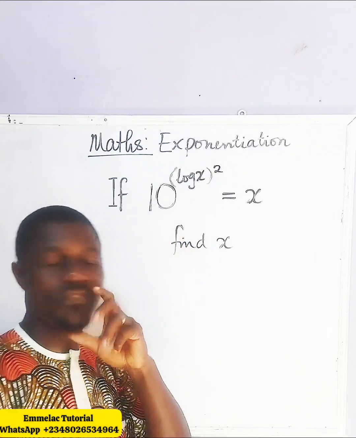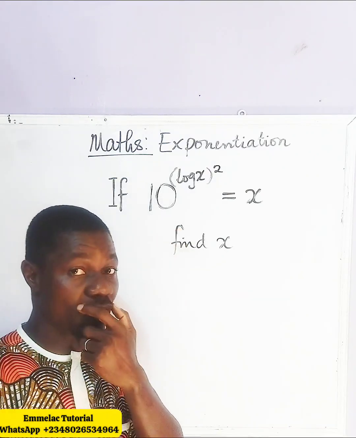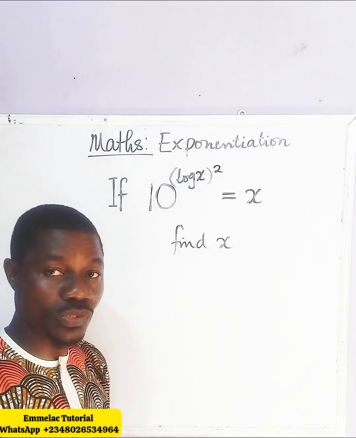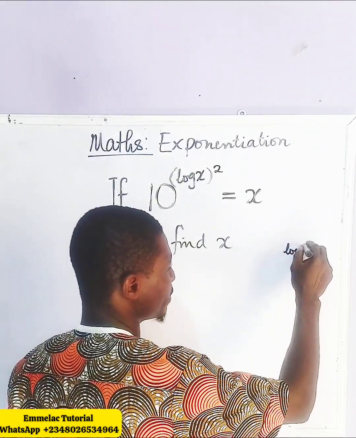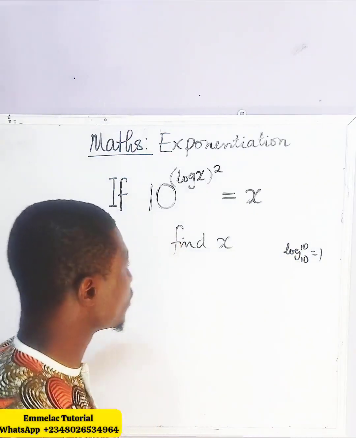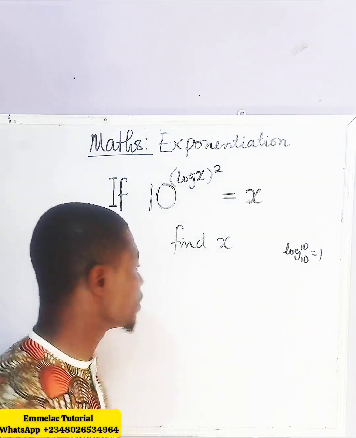The first thing we need to do is to undo this base of 10, and we'll be applying log. So how do we do that? Take note of this: when you have log 10 base 10, this will give us 1. So for us to undo this, let us apply log base 10 to both sides of the equation.